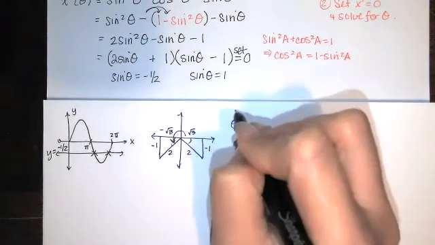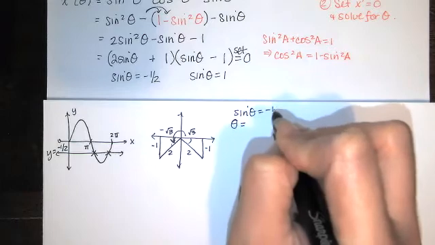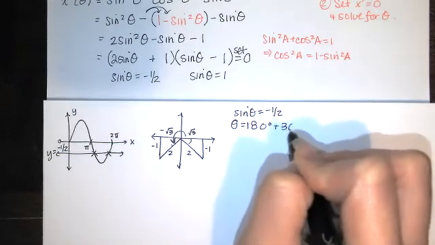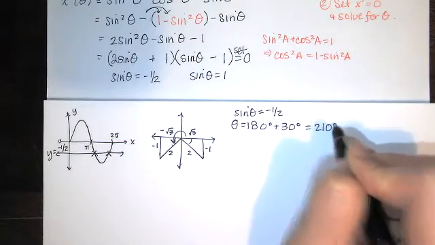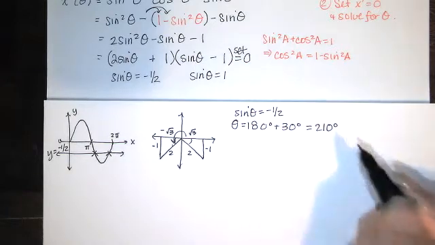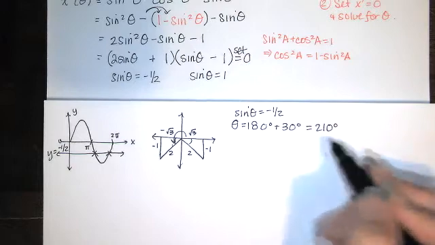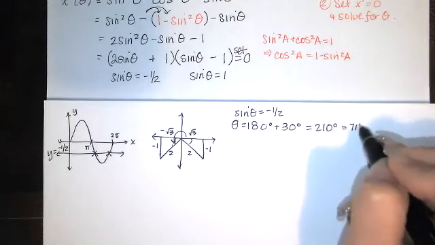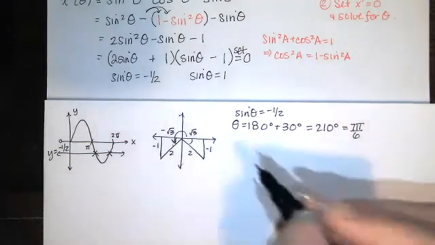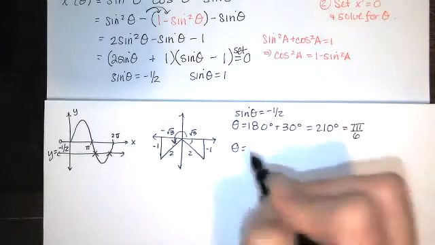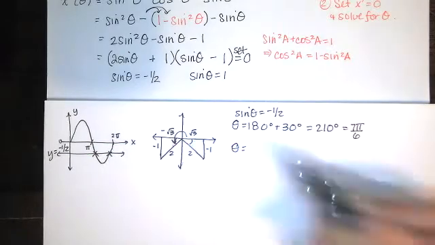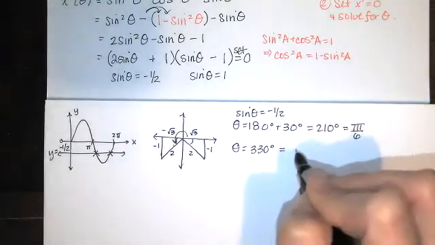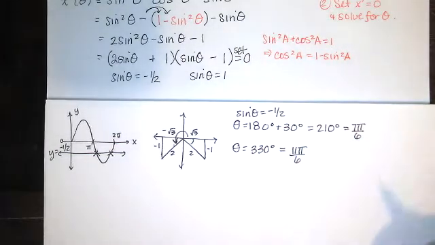So theta, I've got sine of theta equals -1/2. Theta will be that 180 degrees plus that 30 degrees, or 210. But I'd like to convert to radians. So that's pi plus pi over 6, that's going to be 7 pi over 6. Or over here, that's 360 minus that 30, so it's going to be 330. Or it's 2 pi minus pi over 6, or 11 pi over 6.